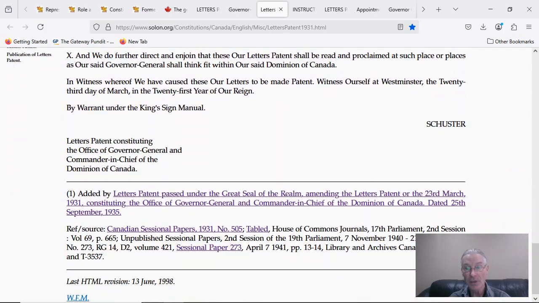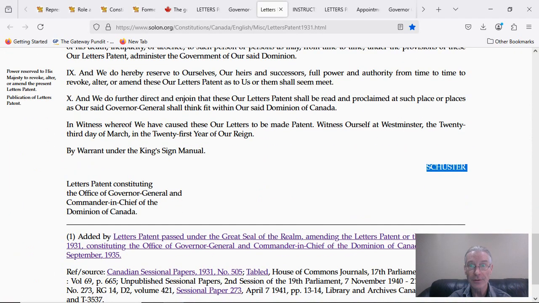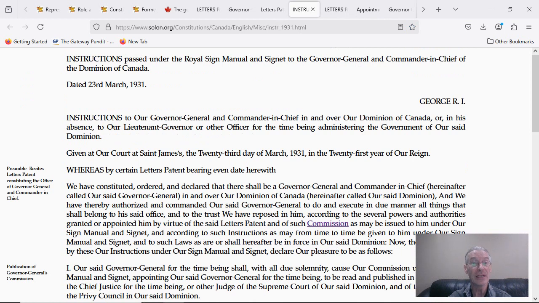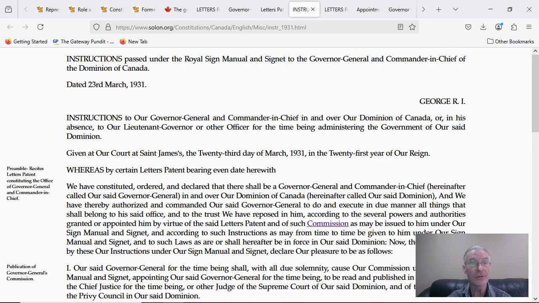And as you can see, Schuster, the clerk of the Crown and Chancery, and I think he was Secretary of State, if I'm not mistaken, signed. The only person authorized to sign the letters patent from the Crown and Chancery, Schuster, at the time. So here are the instructions. When Schuster signed the letters patent, then the Governor General went to meet the King and was issued these instructions. And these instructions are under the Royal Sign Manual to the Governor General and Commander-in-Chief of the Dominion of Canada.